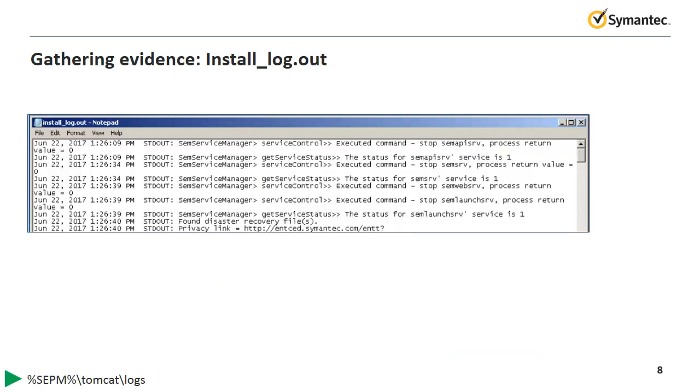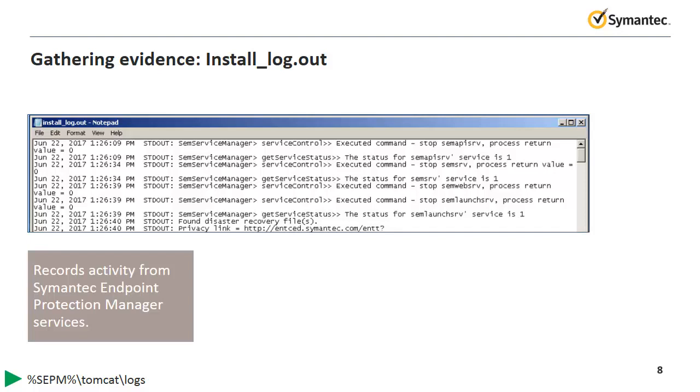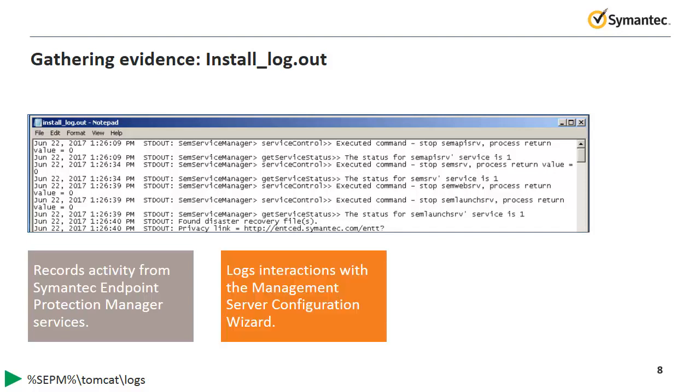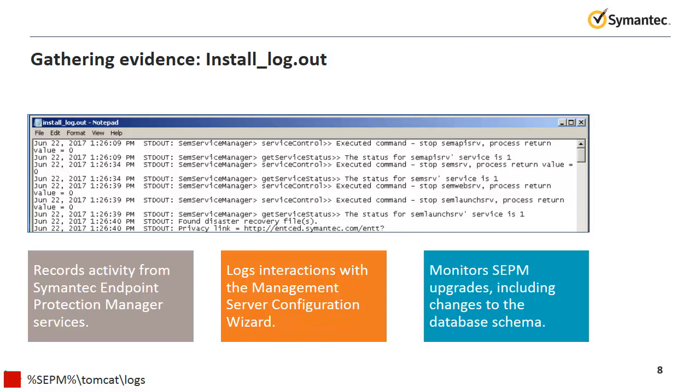The install_log.out records activity from the Symantec Endpoint Protection Manager services, such as when the services are started or stopped. It also logs interactions with the Management Server Configuration Wizard. Examples include when the Management Server Configuration Wizard establishes a connection to the Symantec Endpoint Protection Manager database, or when adding the management server to an existing SEP site. It also monitors SEPM upgrades, including changes to the database schema. So if you're troubleshooting issues with the Symantec Endpoint Protection Manager installation, reviewing the install_log.out can sometimes provide a timeline of the events leading up to the installation failure.